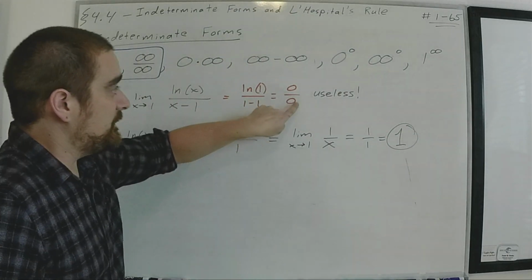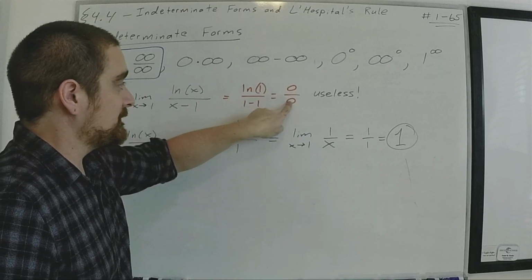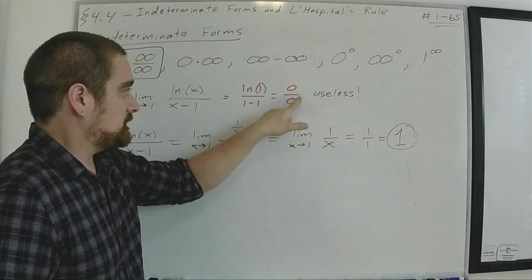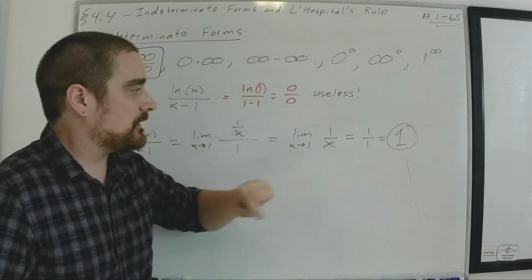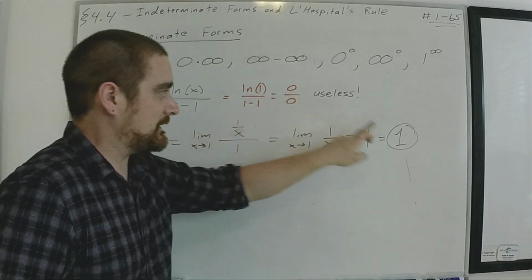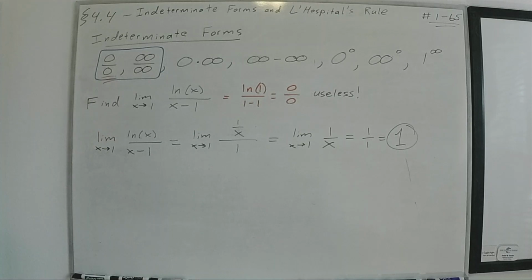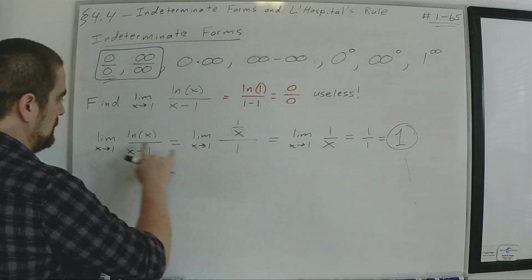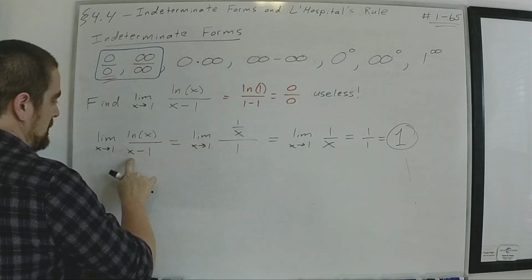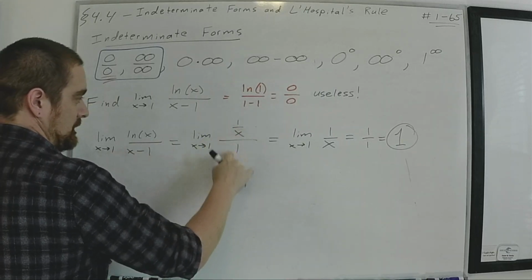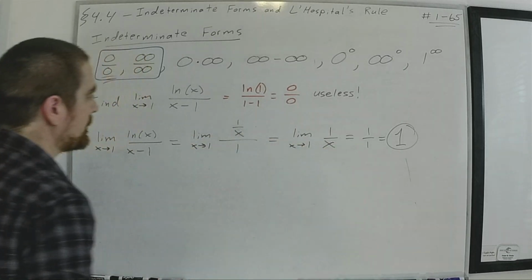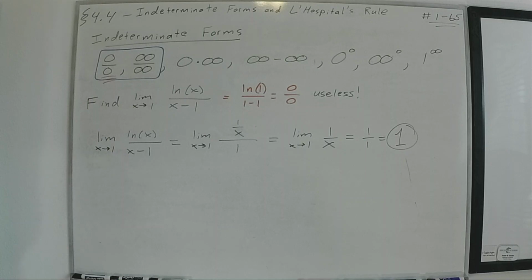Right, so again, this does not tell me, oh, same thing over same thing, that's got to be 1. That is bad logic. This does not tell you that the limit is the number 1. You're just getting very lucky if you make that guess. Again, that's a guess. Using L'Hopital's rule, I differentiated the top, I differentiated the bottom, and I looked at this limit instead, right? 1 over x divided by 1 is still just 1 over x. So that became a very easy limit to evaluate.